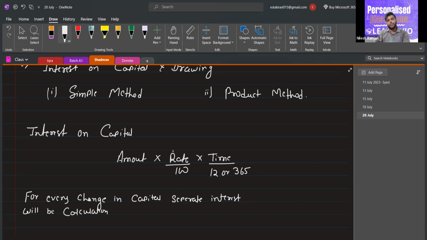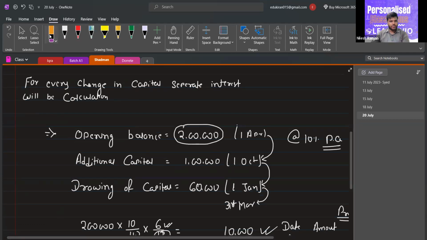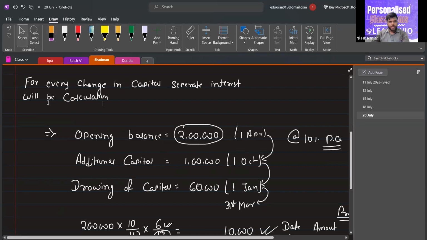In the product method, we prepare a table. You understand the example? Yes, sir. I understood. I will erase this. Yes, sir, you can erase.